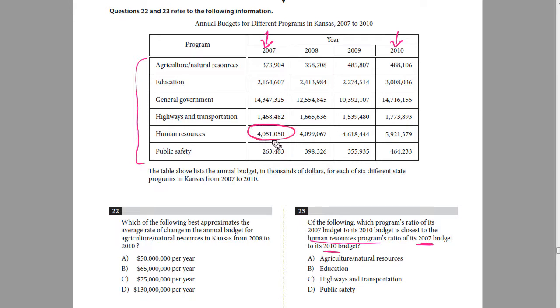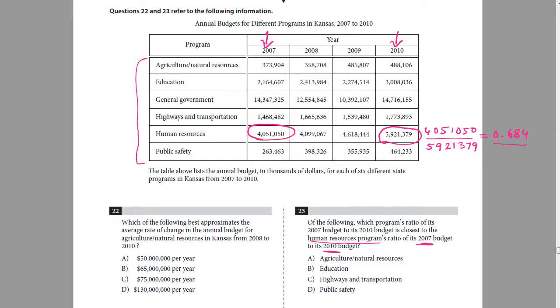So this value divided by this value. So let's find out the ratio. So I'm going to use the calculator. So 4051050 divided by 5921379. So I'll get 0.684. So if I divide 4051050 by 5921379, I will get 0.684. So the ratio that I'll get for human resources is 0.684.